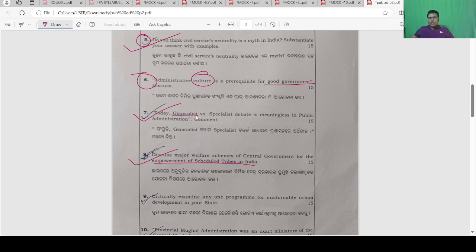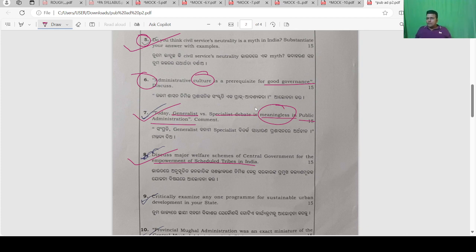Because today the generalist versus specialist debate is meaningless in public administration. This question is not asking about the generalist specialist debate, but why it is meaningless. So you have to give substance and example that why it is meaningless in public administration. You need to write what is a generalist, what is a specialist, and the generalist specialist debate is going on after independence. There is always a conflict between them, and you can add that generalist is, we can say, in India we follow a rank classification. Specialist is positional classification in developed countries.